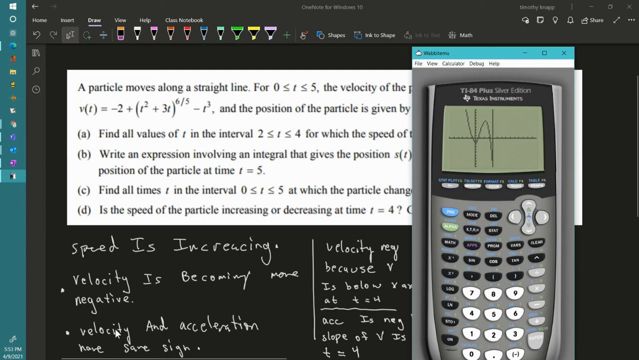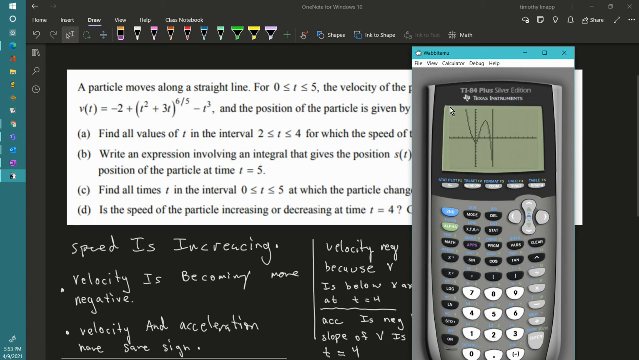Well, another way of putting that is both the velocity and the acceleration have the same sign, or they're both negative. I have a negative velocity with a negative acceleration. Negative acceleration means my velocity is going more in the negative direction. So the velocity is decreasing, but the speed is increasing. Remember, the speed is the magnitude of the velocity, not the direction.